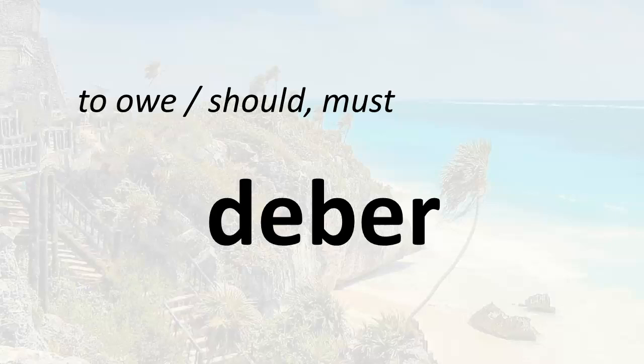In the last few lessons, we've been working with regular ER verbs in the present tense in Spanish. In this lesson, we are going to continue with regular ER verbs, and we are going to look at the verb deber. Deber actually means two things. It means to owe, as in owe someone money, and it also means should and must. In this lesson, we are going to talk about deber, meaning to owe.